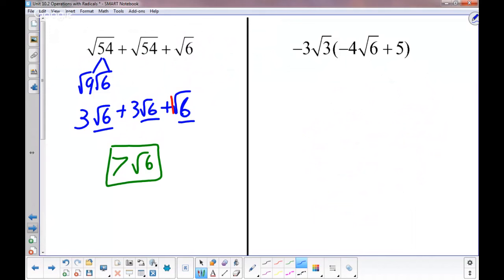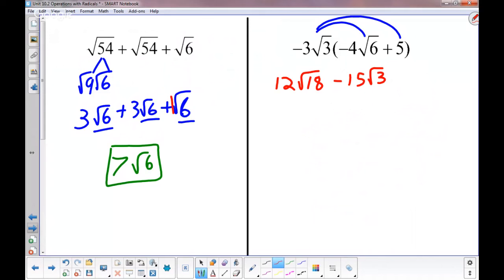Well, since we are multiplying, we have to distribute. So we are going to multiply negative 3 root 3 to both the negative 4 root 6 and the plus 5. So again, remember, when we multiply, numbers on the outside to the outside, numbers on the inside. So we do the first one, negative 3 times negative 4 is positive 12, and square root of 3 times square root of 6 is square root of 18. So there's the first part. Then do the second one, negative 3 times 5 is negative 15, and the square root of 3 remains on the back side.